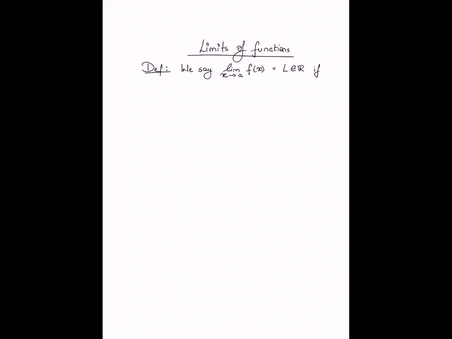Okay, so we will say that the limit as x tends to a of f of x is equal to some real number L if the following condition is true. For all epsilon greater than 0, there exists delta greater than 0 such that if x is within a delta distance of a but not equal to a, then f of x minus L must be less than epsilon in absolute value.